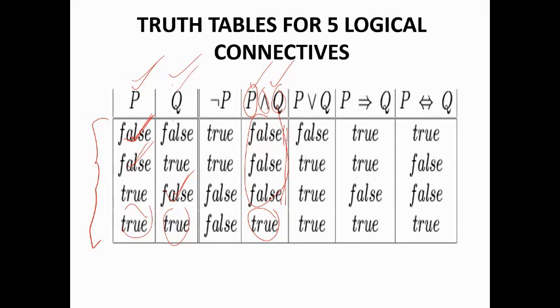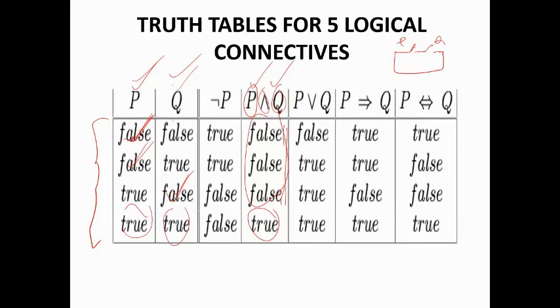Why is it happening like this? The reason is, I will tell you now, because it's better to understand by this. Let's say we have a circuit like this. So this is an electrical circuit, okay. And let's say these are the two switches, P and Q. So what do you think about this circuit?